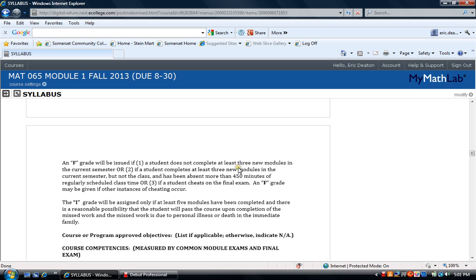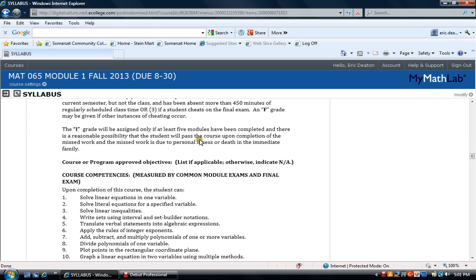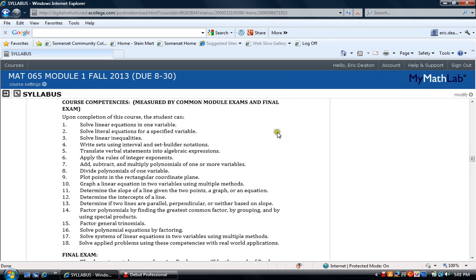So say you're bringing in 2 modules because you finished 055 early and you're now in 065, and you finished 2 modules of 065 while you were in 055. In order to not fail the class or to get an MP, you must complete at least 3 new modules. That would be modules 3, 4, and 5. And that could happen. If you want an incomplete, you must have a really good reason first off, and then have completed at least 5 modules.